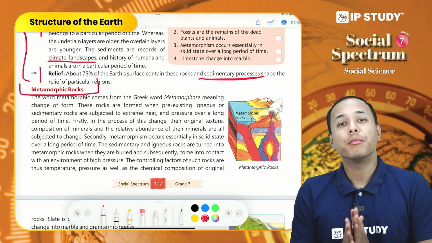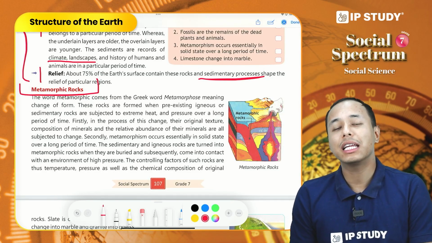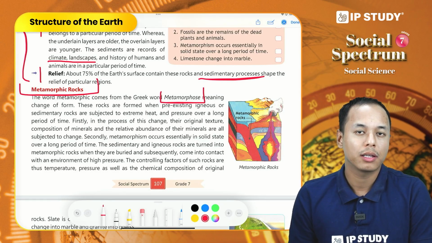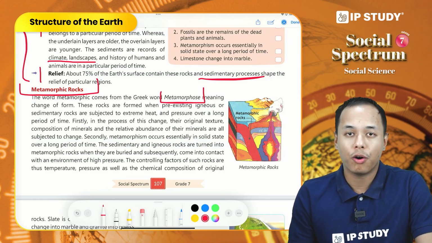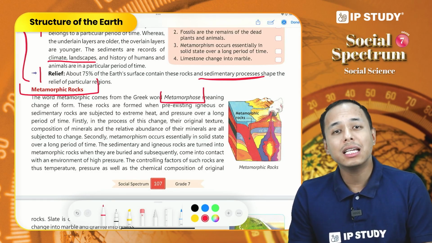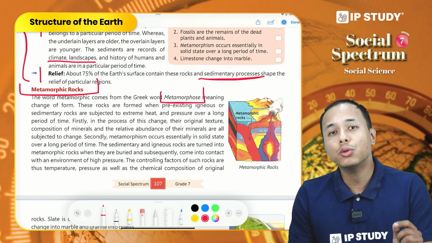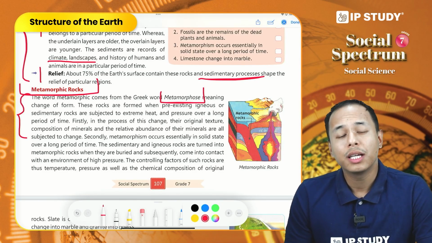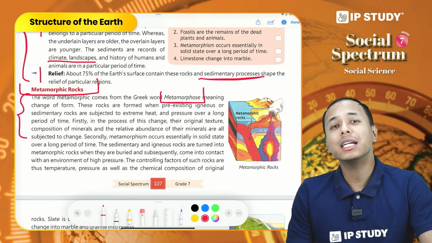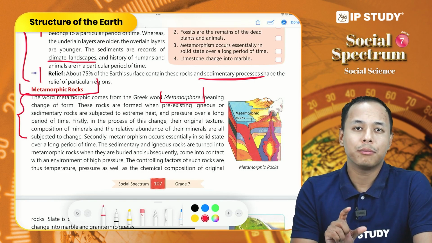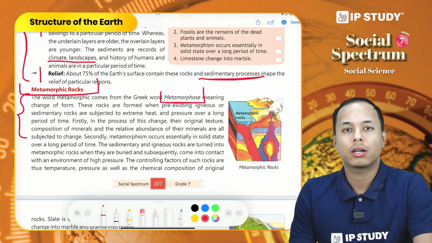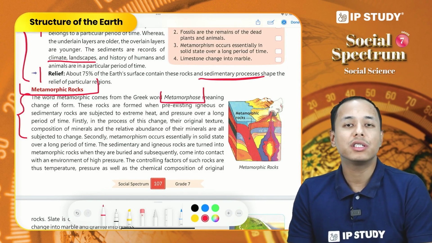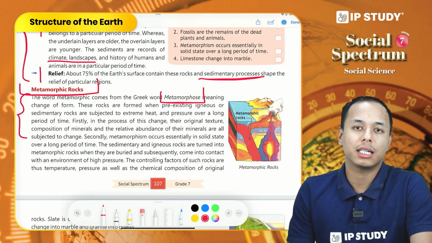The word metamorphic has been derived from the Greek word metamorphos, which means change of form. That means metamorphic rocks are formed when pre-existing igneous or sedimentary rocks are subjected to extreme heat and pressure for a long period of time. In this process of change, the original texture or mineral composition of the original rock is subjected to change. Also, metamorphism mostly takes place in solid state.